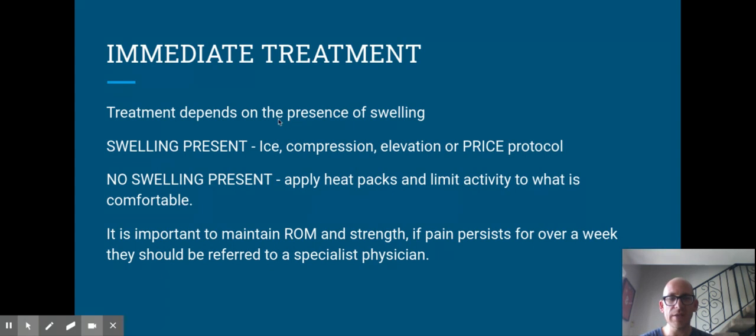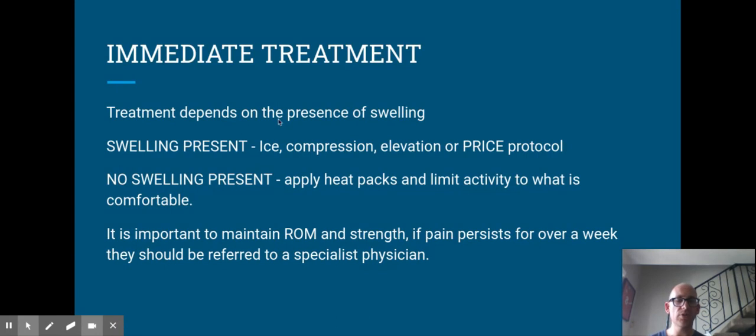Treatment depends on the presence of swelling, right? So if we have swelling, we want to use PRICE protocol, protection, ice, compression, elevation, to try and bring the swelling down. If there is no swelling present, you want to do the opposite and apply some heat and limit the activity. Okay, so the heat can allow the joint to feel more comfortable and move more freely. And then you want to limit the activity to what is comfortable.